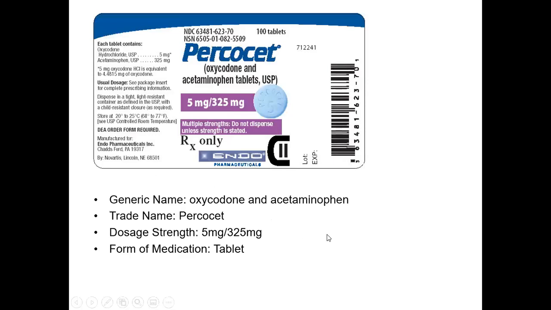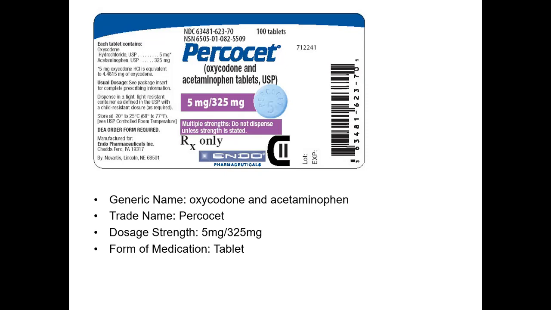The next thing we're going to look at is a label. Okay, we're going to go through the label. Now, the 4 things that most likely you'll be tested on the exam is, do you know the generic name? Do you know the trade name? Are you able to determine the dosage strength? And are you able to determine the form of the medication?